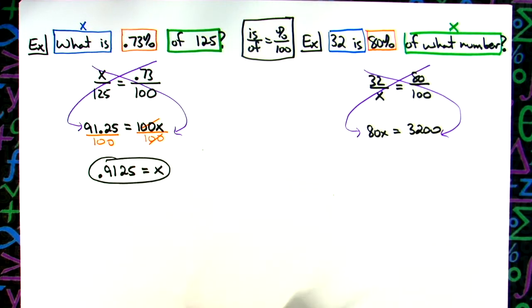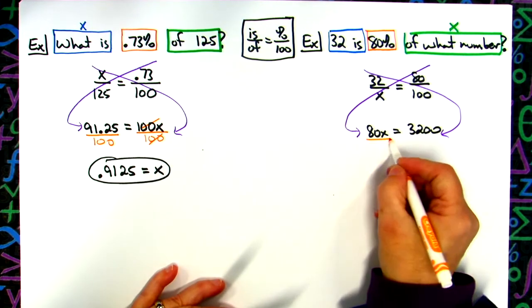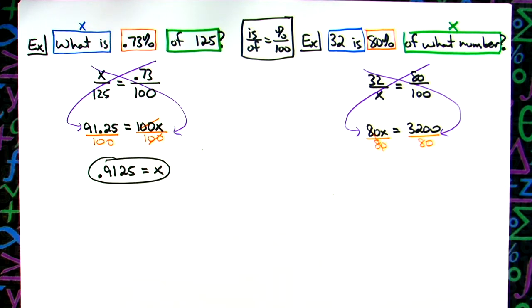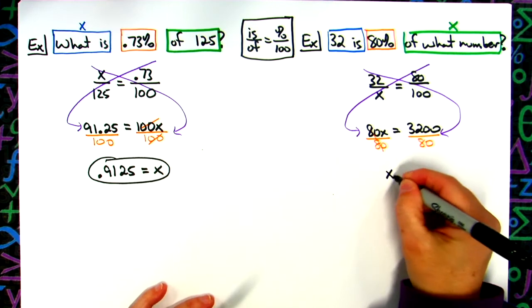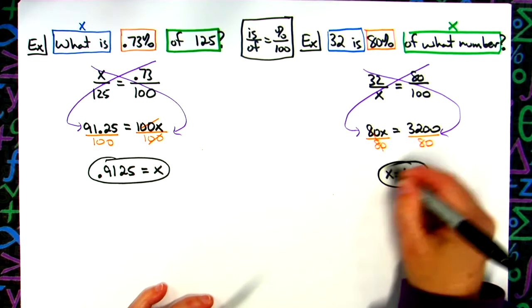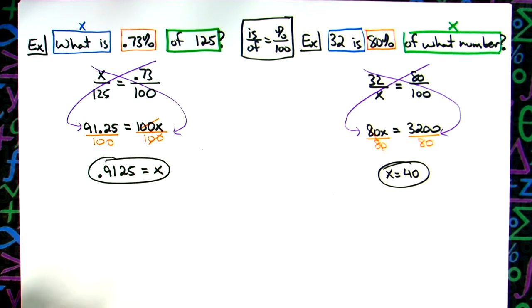3,200. Every time you get a one-step equation, every time, divide by 80, divide by 80. Again, I would like to think some of you could do that in your head, but if not, that's okay. Use your calculator. You get x equals 40. Do I have to add the percent sign? No. So that should have been review from middle school, and even if it wasn't, it's an easy enough concept as long as you memorize this.